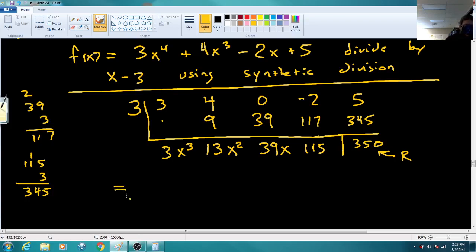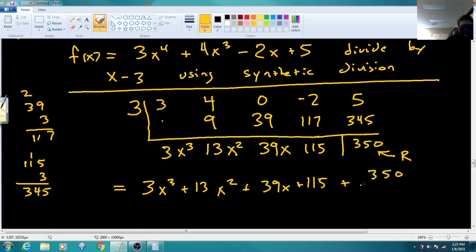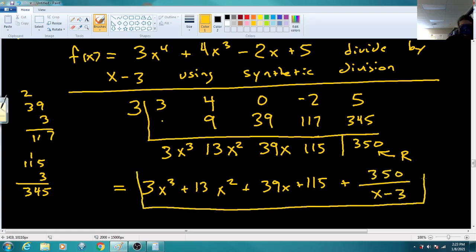So we're going to write this out as the division algorithm says it goes. So this division is equal to the quotient of the division plus the remainder over the divisor of the division, and that would be our synthetic division.